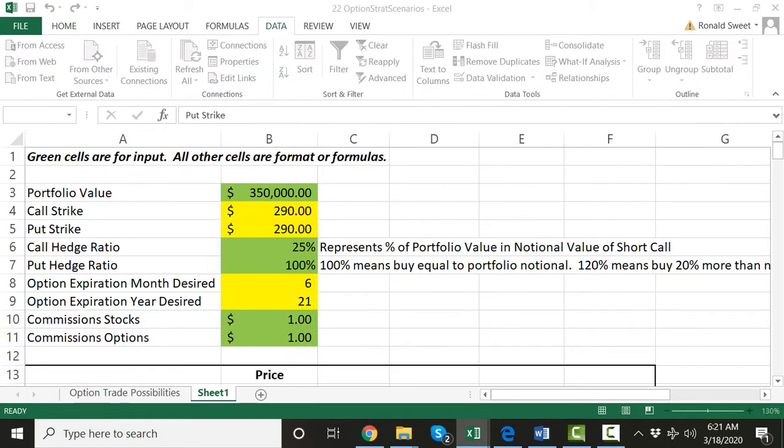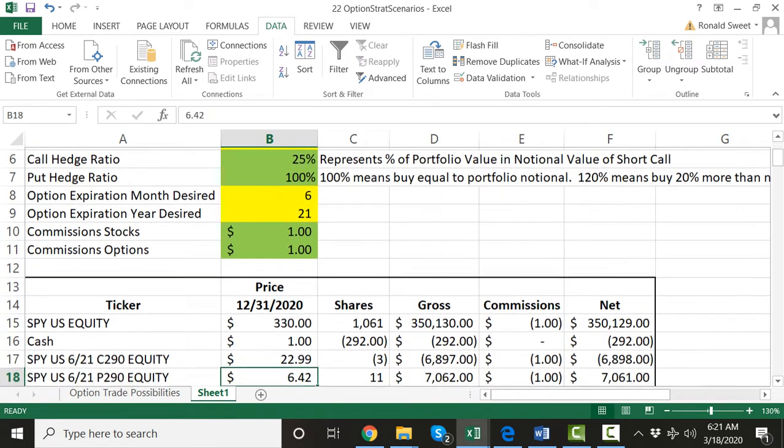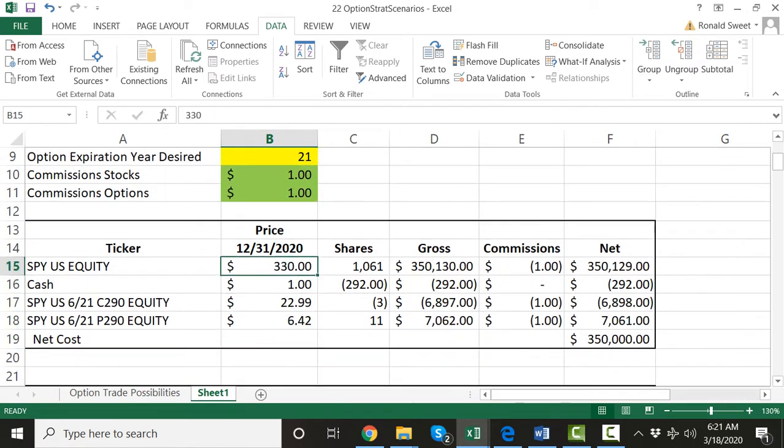Let me show you another strategy. This one I like a little bit better. Here, let's say we have a $350,000 portfolio, and the stock market is at 330. This is at the end of, say, 12/31/2019. I have it as 2020, but assume this is the end of 2019. I set it up. I invest $350,000.